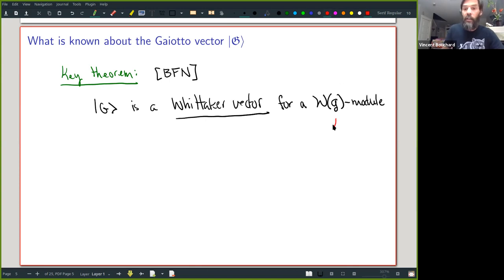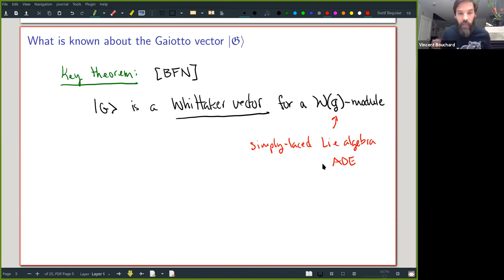G here is a simply laced Lie algebra. So this is only the A, D, E case, but for the B and C case, as I'll mention later, we can also construct the Gaiotto state, the Gaiotto vector, as a Whittaker vector, but it's slightly different. So it's still an ADE case in some way. It's just that we have to introduce a twist. But this is the key result, that the Gaiotto vector should be a Whittaker vector for W algebras. So what we're going to do is now construct these Whittaker vectors using topological recursion. At least that's the goal of this work.